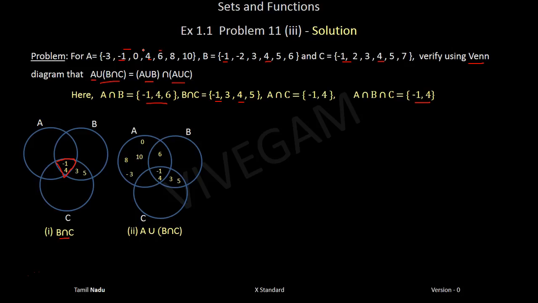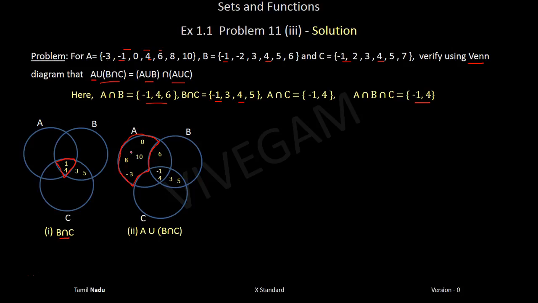Okay. So what is left out? Minus 3, write it here. Then 0, write it in this area. This area is purely A, that is, it is after deducting A intersection B and removing A intersection C, whatever is left out here. So minus 3 comes down here, 8 will come down here, 10 will come down here, and 0 will come down here.